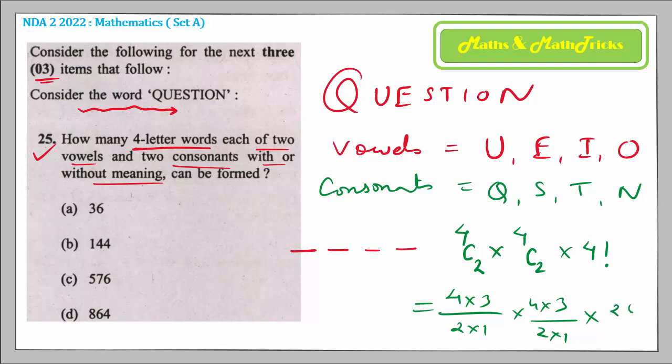which is 24. So simplifying this, 2 2s are 4 and cancel. So you can see that the resultant number is 9 into 4 into 24, which gives 36 into 24. You can simply find out 36 into 24, which will be equal to 864. So hence the answer to this question is option number D.